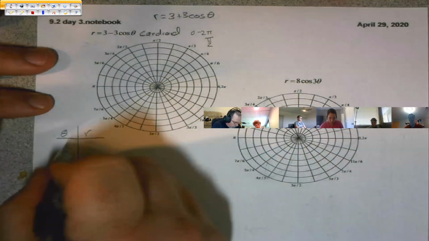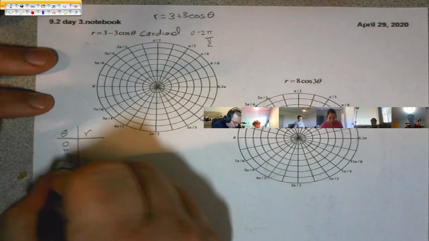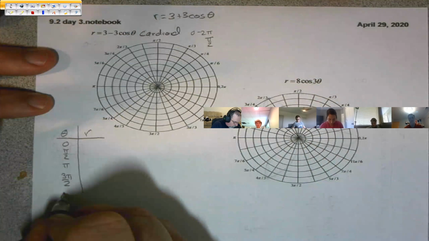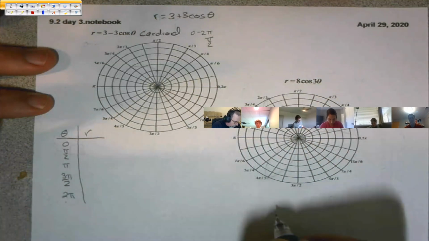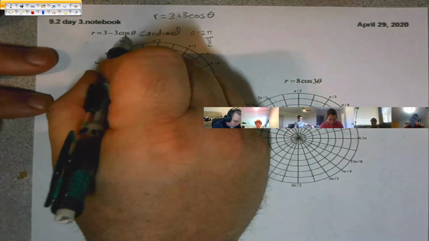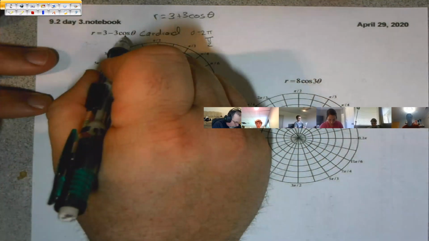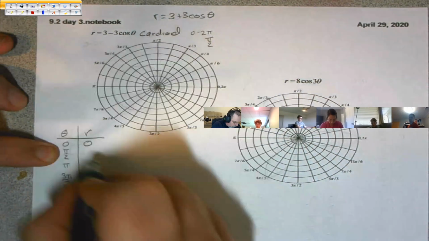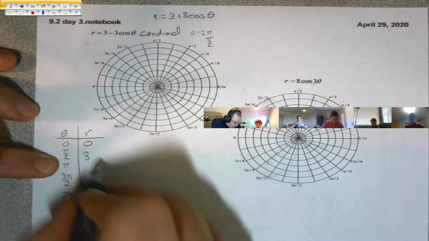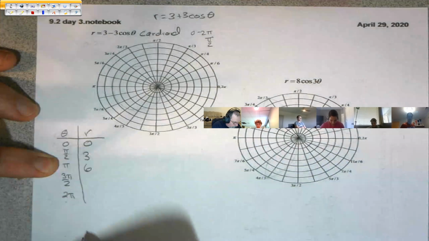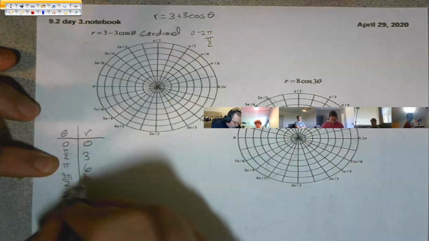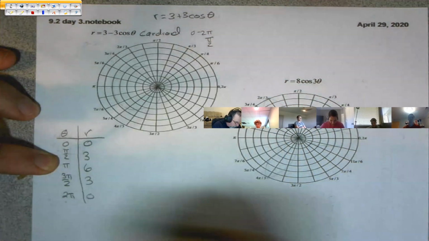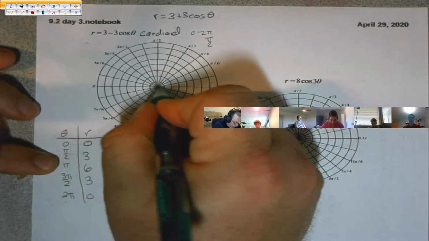Theta, r: 0, 1/2, 2/2, 3/2, and 4/2. This is a cardioid. All right, 0. Cosine of 0 is 1, so we have 0 right away. Pi over 2 is 0, so that's 3. Pi is -1, that makes this 6. 3 pi over 2 is 0, so we have 3. And then 2 pi is 1, we're back to 0. So we get the pole right away at 0.